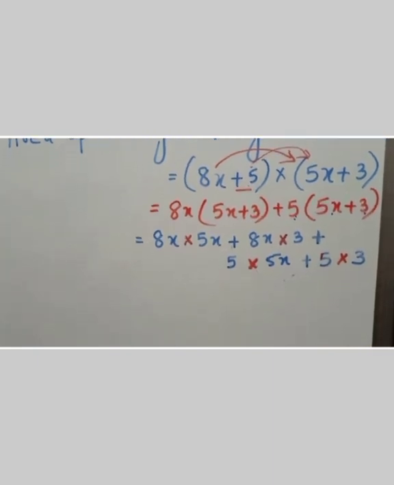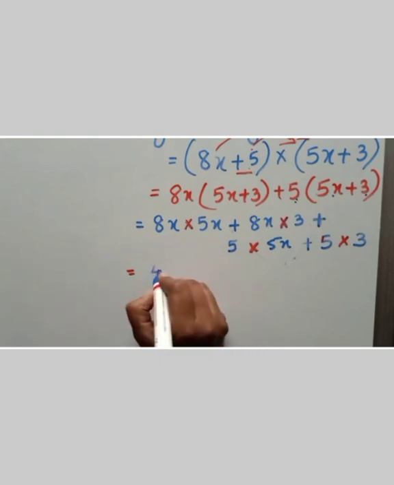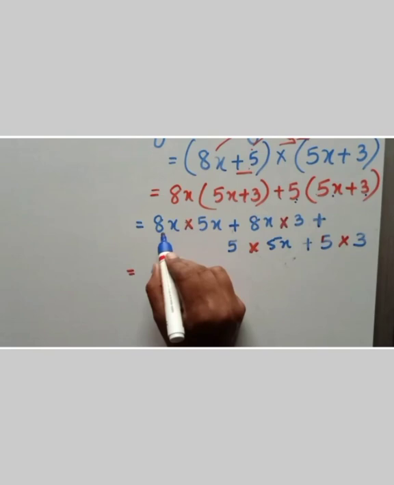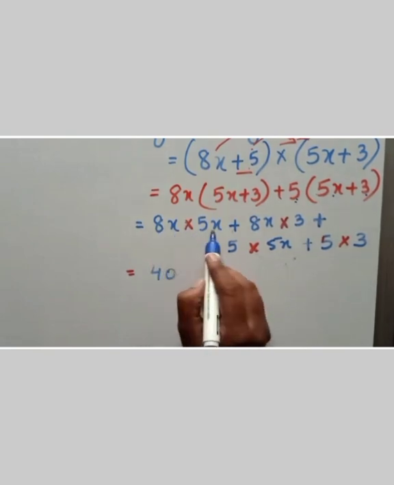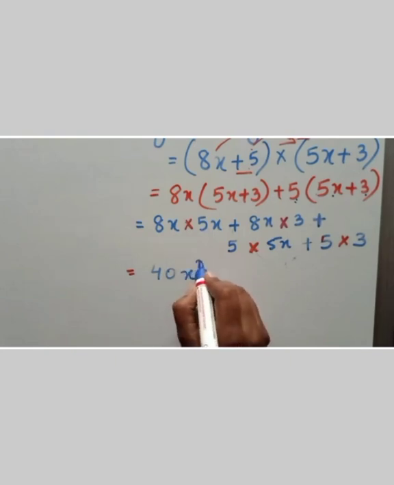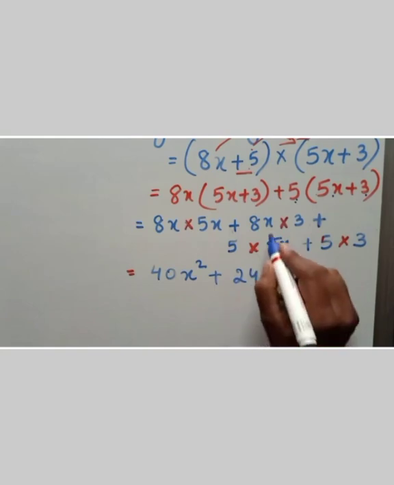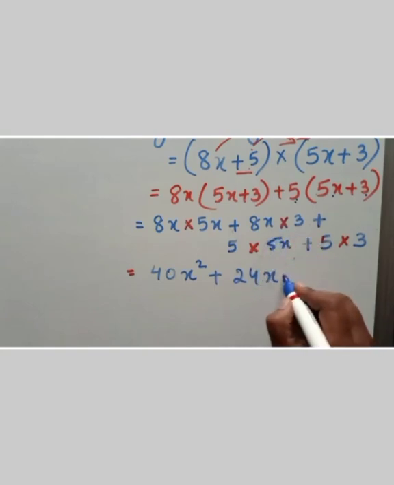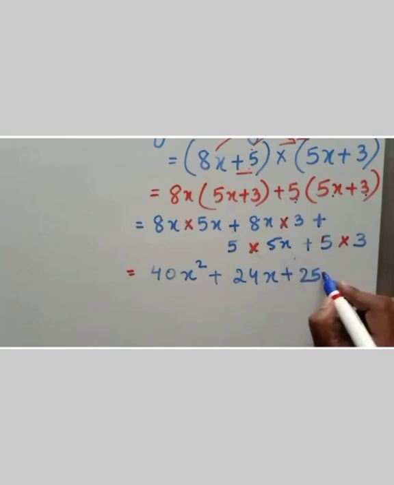Once you get this, now you know how to multiply. So what are you getting here in the next step? Now 8 5s are 40, 8 into 5. Coefficients you take and multiply. 8 5s are 40. Then multiply the variables: x into x, x square. Now plus sign here. 8 3s are 24, and the variable here is x. Now plus 5 5s are 25, and the variable here is x. Now plus 5 3s are 15. Is this much clear?